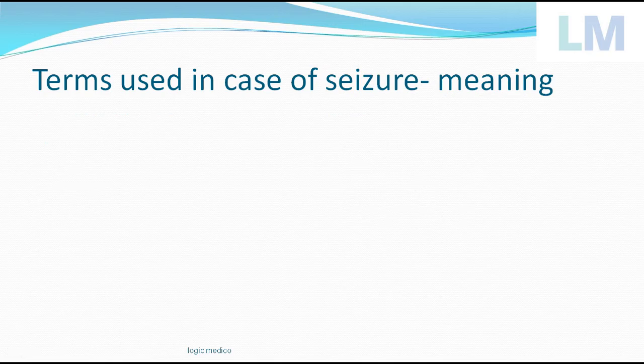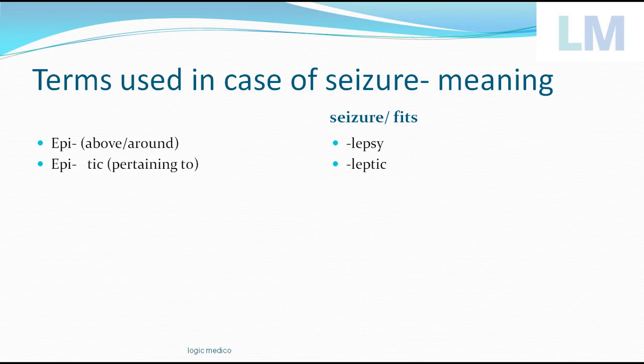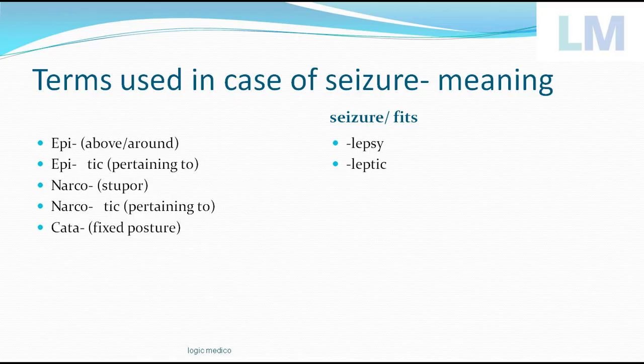Terms used in case of seizures, I already told you this, I think. Seizures or fits, because it is important, it's called lepsy or leptic. Epi means above or around. Epileptic means coming from the uppermost portion, that is the brain. Epileptic means pertaining to the brain or pertaining to epilepsy. Narco means stupor or comatose. Narcolepsy. Narcoleptic means pertaining to narcolepsy. Catalepsy means fixed posture of the patient in the bed.